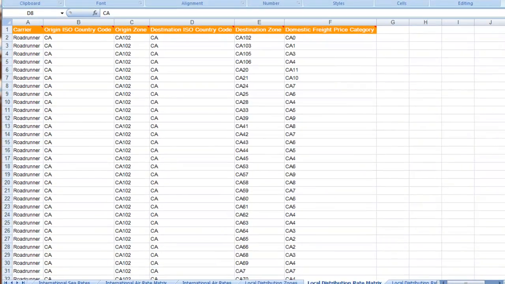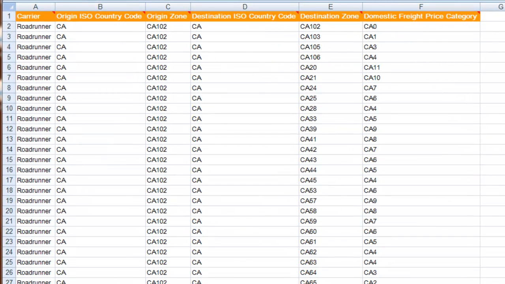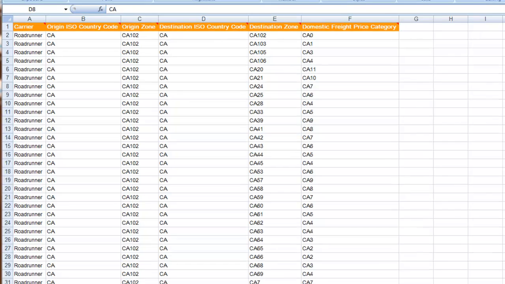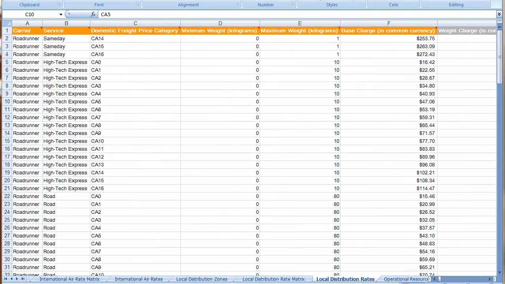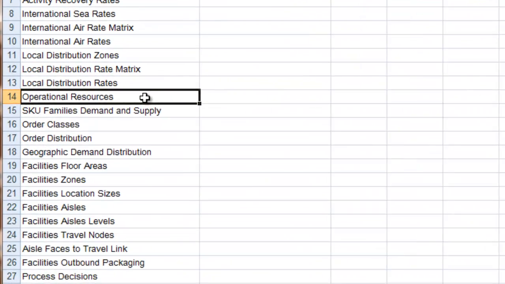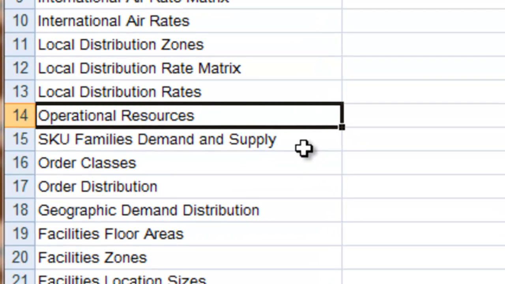The local distribution rate matrix gene is used by OC to determine a price category for a shipment using the carrier, origin zone and destination zone previously determined. OC then uses the local distribution rates gene to rate the shipment. This process is similar to the rating of an air shipment described earlier. The next gene to discuss is the operational resources gene.